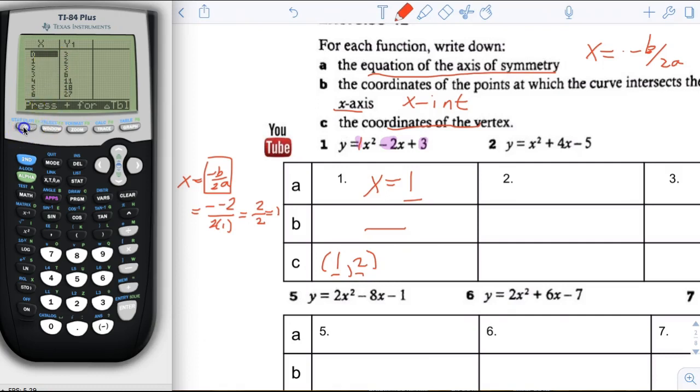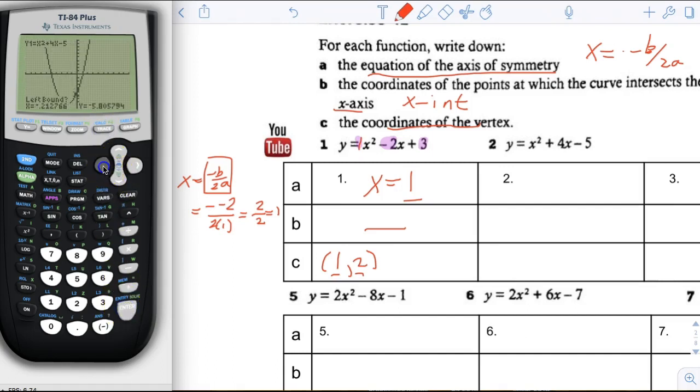I'm going to type number 2 into the calculator. So it's equal to x squared plus 4x minus 5. Now I'm going to graph it just for fun. Okay. Ooh, the vertex is way down here. Let's find the vertex. How do we find the vertex? Well, since this is a minimum vertex, since it opens up, we're going to do second calc minimum.